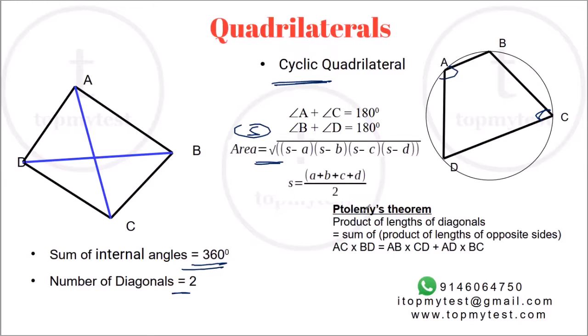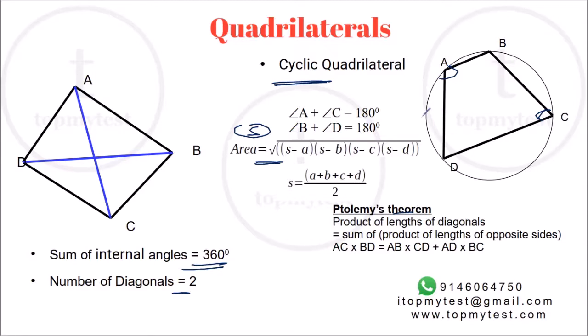You also have Ptolemy's theorem for a cyclic quadrilateral. It is there in most textbooks, so I've just mentioned it over here. It's hardly used in the CAT examination as such. If you want to know it, the product of the lengths of the diagonals equals the sum of the products of the lengths of the opposing sides. So AC into BD will equal AB into CD plus AD into BC, right?